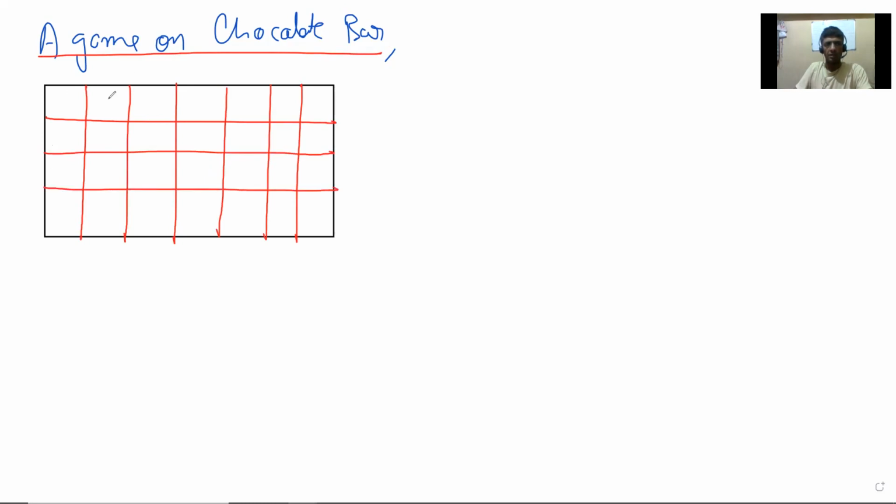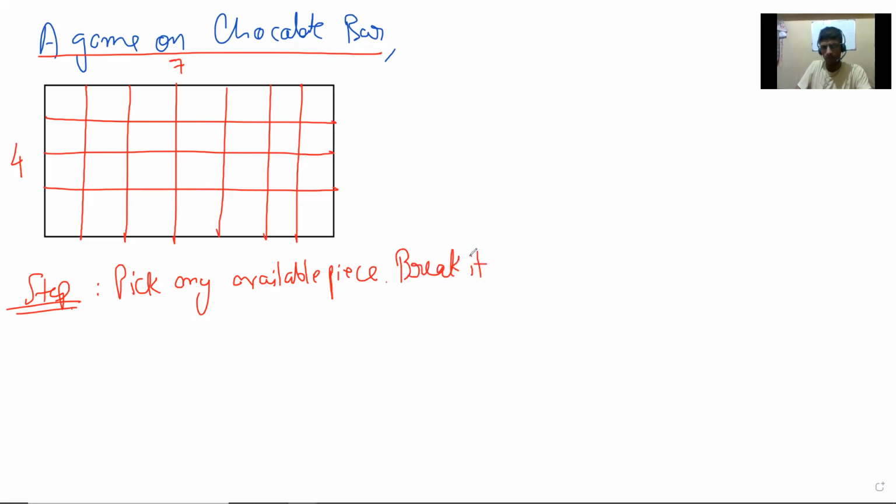Okay. So we have 7, and here we have 1, 2, 3, 4. And again, at each step, pick any available piece. Break it into 2 pieces, arbitrarily, or eat it.